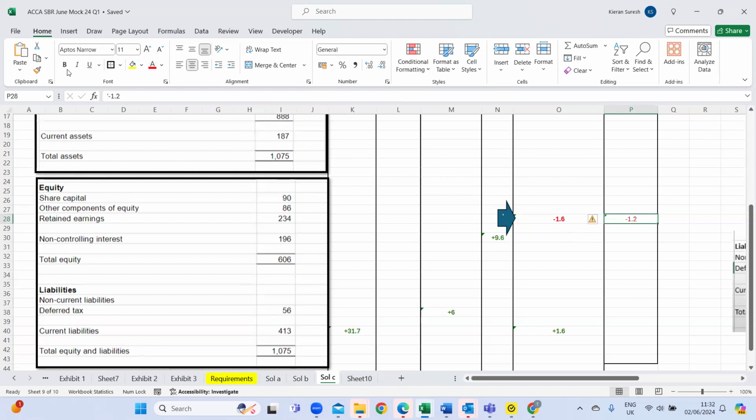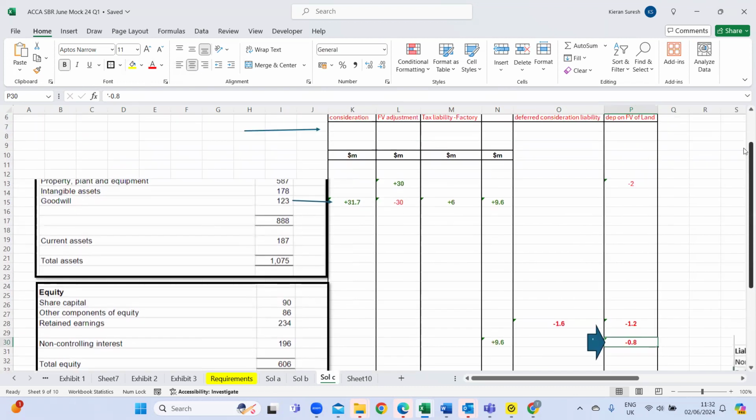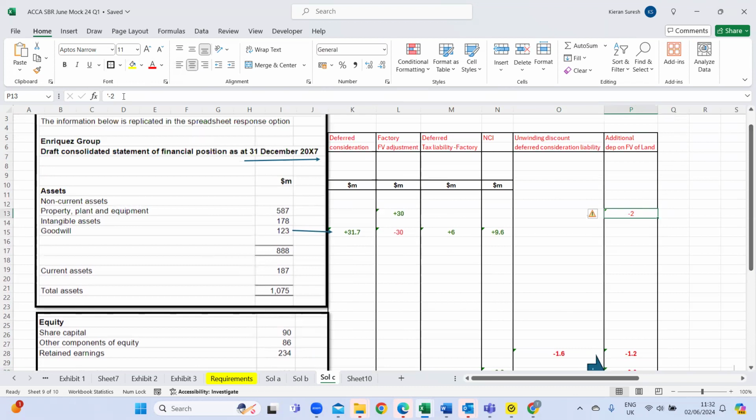This is the parent figure, which is minus 1.2, and then the NCI figure. Where was the NCI? NCI is here. We already made adjustments, and the NCI would also suffer a loss of 0.8 as a result of the depreciation charge. NCI would reduce its amount by 0.8, right? That's also done.